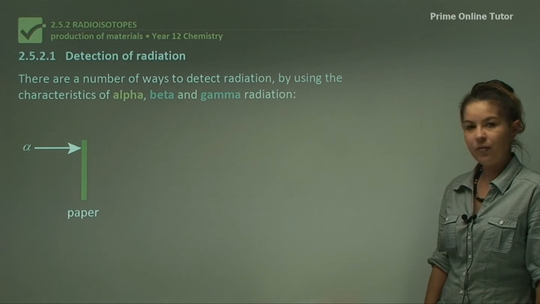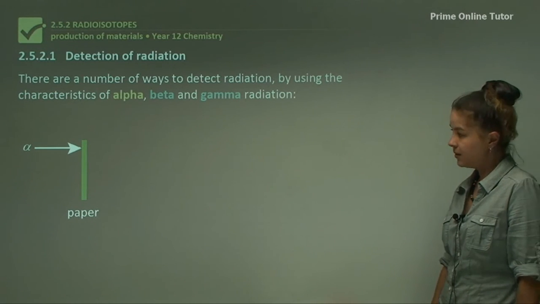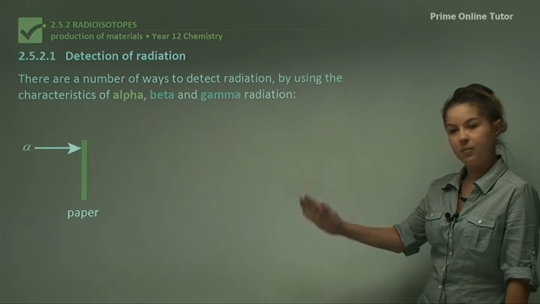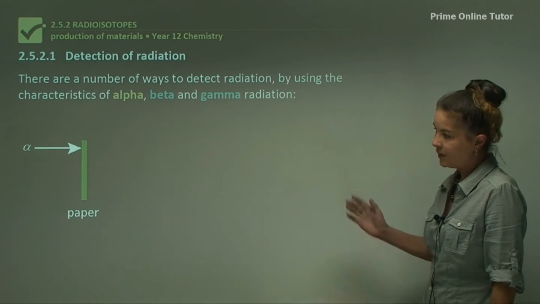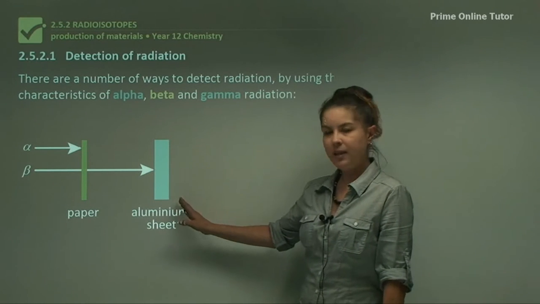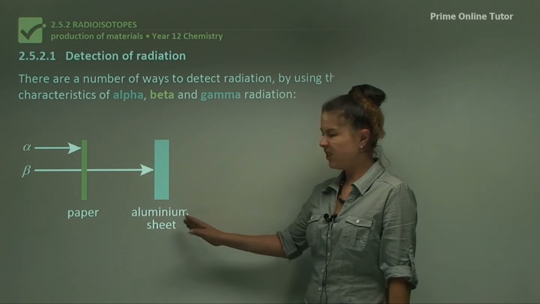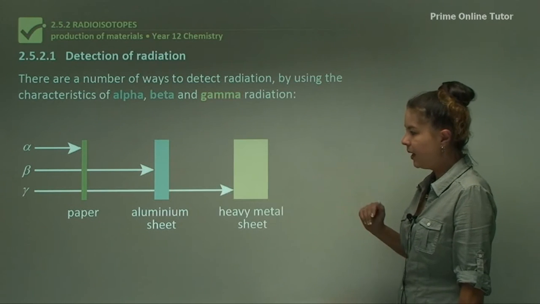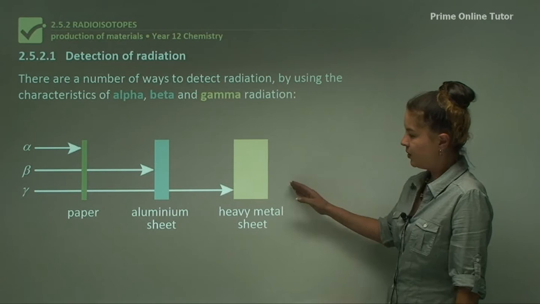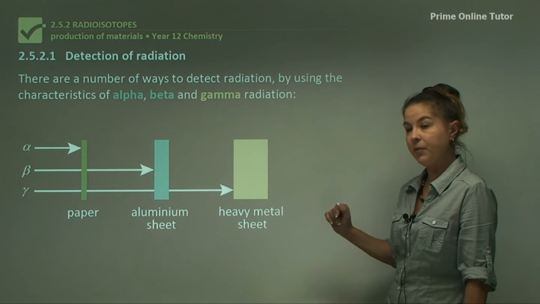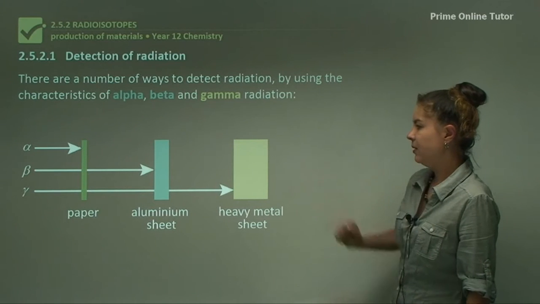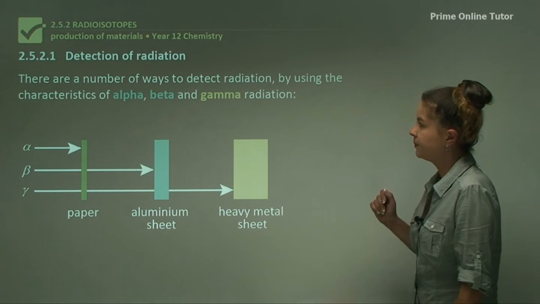Looking at alpha radiation, which is a helium nucleus, it has a very low level of penetration, so it can be stopped by such things as paper. Beta, on the other hand, will go a little bit further, but you will need a metal to stop beta radiation, such as an aluminium sheet. And gamma radiation has very far penetrating properties, so you need a heavy metal to stop gamma radiation, such as lead, like the lead vests that they use to stop that kind of radiation.